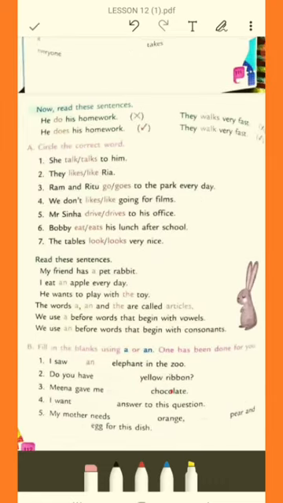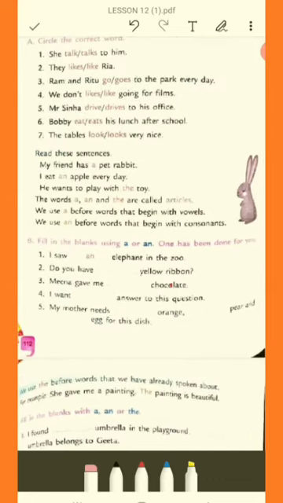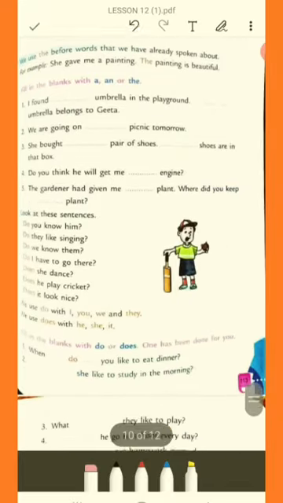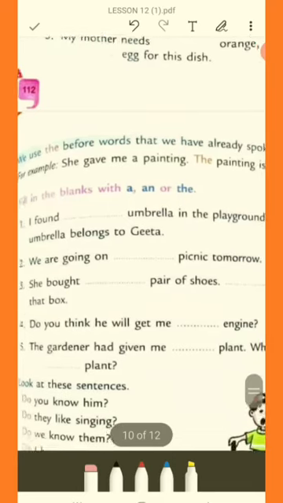So let's see. You are asked to fill in the blank using a or an, and one has been done for you. I saw an elephant in the zoo. Do you have a yellow ribbon? Mina gave me a chocolate. I want an answer. Do the rest on your own. Only one remains. Now next session, what is it? Let's find out.